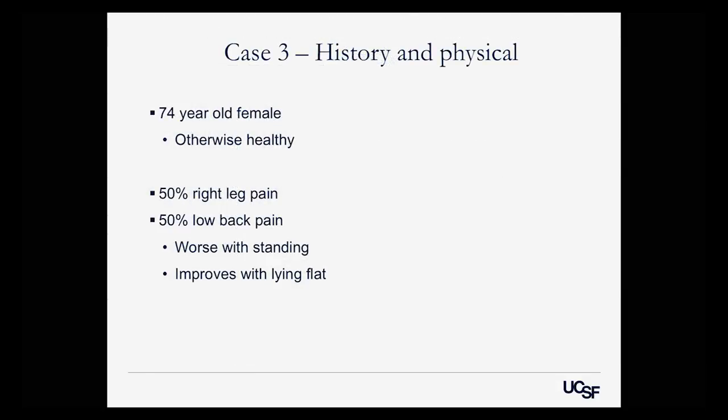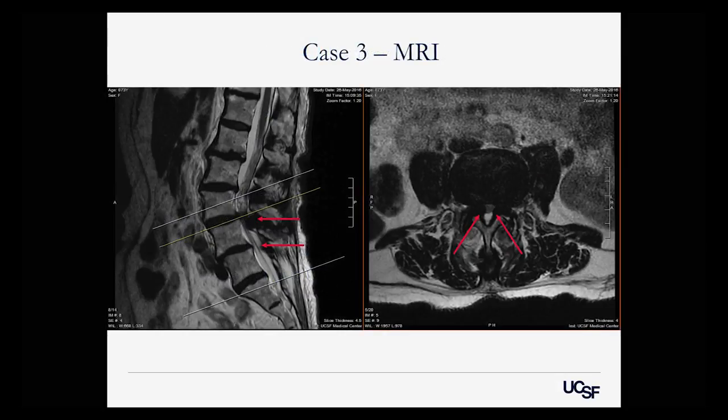And our last case is a 74-year-old female. She's otherwise healthy, and she has 50% right-sided leg pain and 50% low back pain, which is worse with standing and improves with laying flat. And this is what her MRI looks like. So three levels where there's stenosis. There's actually a little bit of instability here, you can see. And at these levels, quite a bit of pressure around those nerves, so really no room for those nerves at those levels.